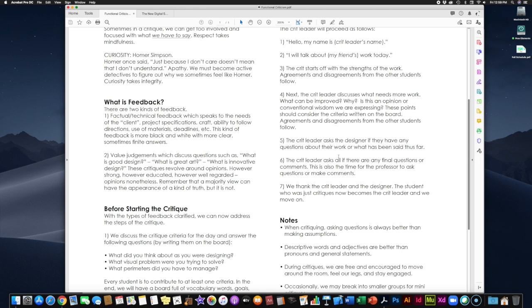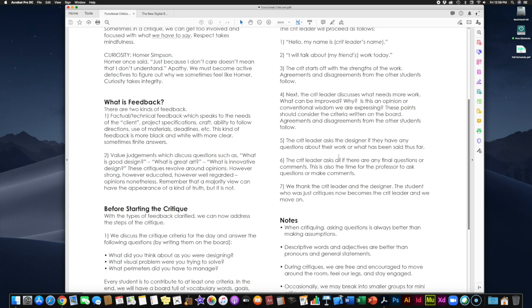Hey, I was wondering, why did you use that particular image? I'm curious. And then they can respond and tell you why. And that will help sort of expand your perspective on the project. Remember, critiques are not just a one-way street. They're supposed to be conversational.